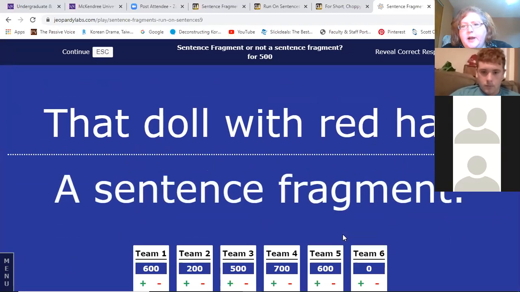What about that doll with the red hair? What is she doing? Is she dancing like a demon? I don't know. Sorry, Halloween's coming. Almost October.